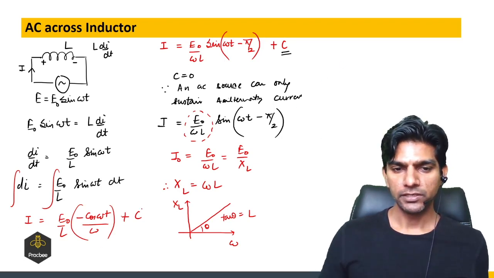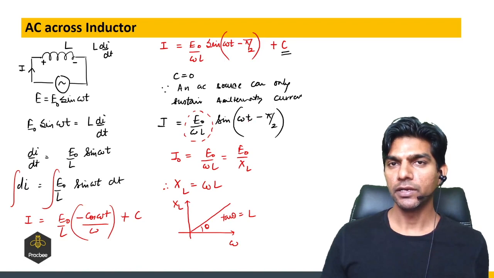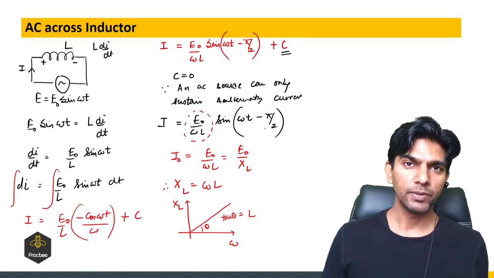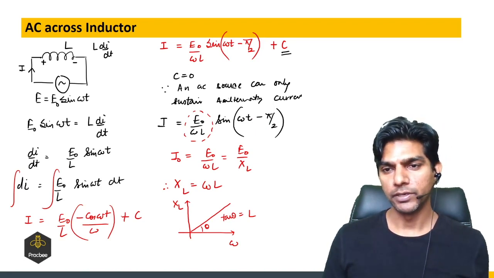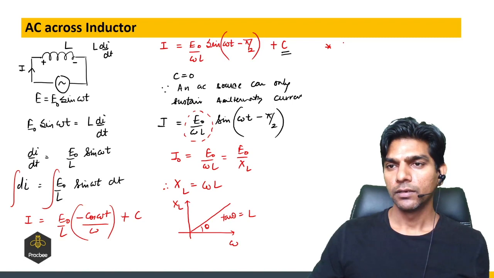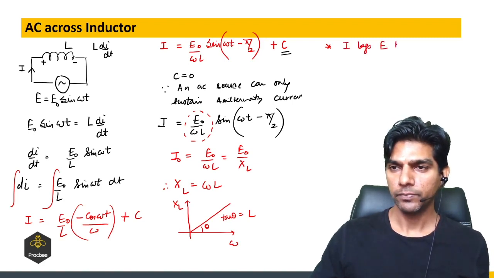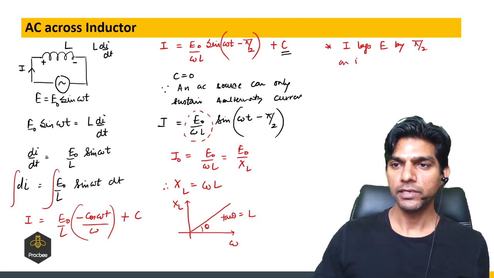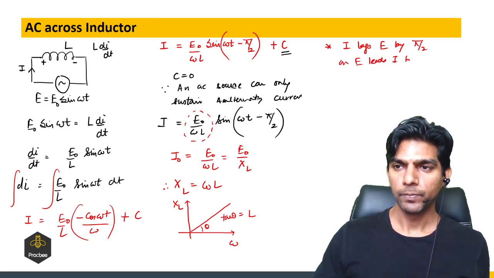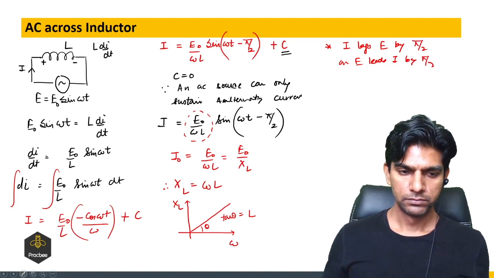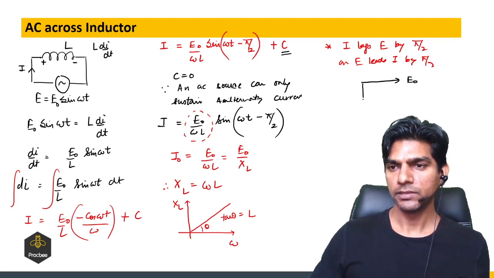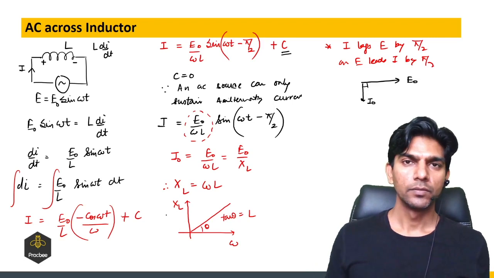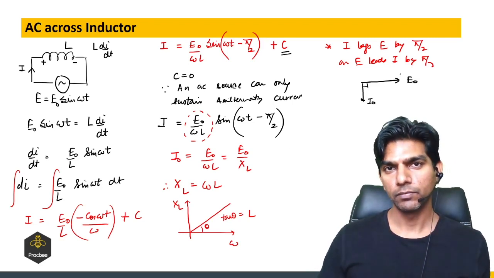Okay, now let us draw the phasor diagram. If you look at the phase of the current, it is omega t minus pi by 2. So we can say the current is lagging behind the voltage by pi by 2. So we can say I lags E by pi by 2, or we can say E leads I by pi by 2. So let us draw the phasor diagram. If this is E naught, then this will be I naught, and it is lagging behind E naught by pi by 2.